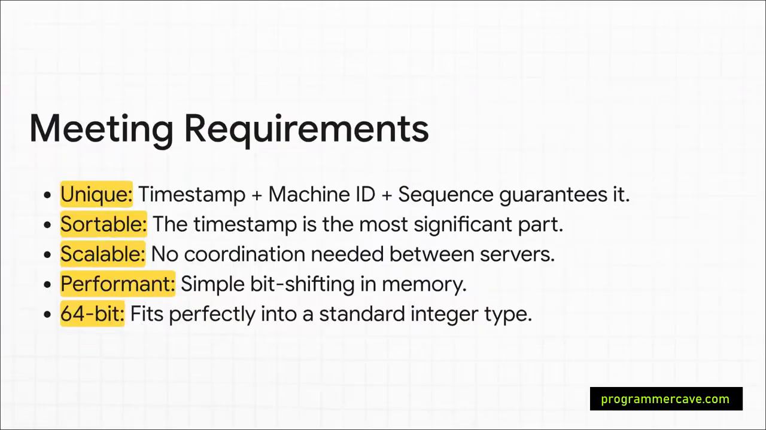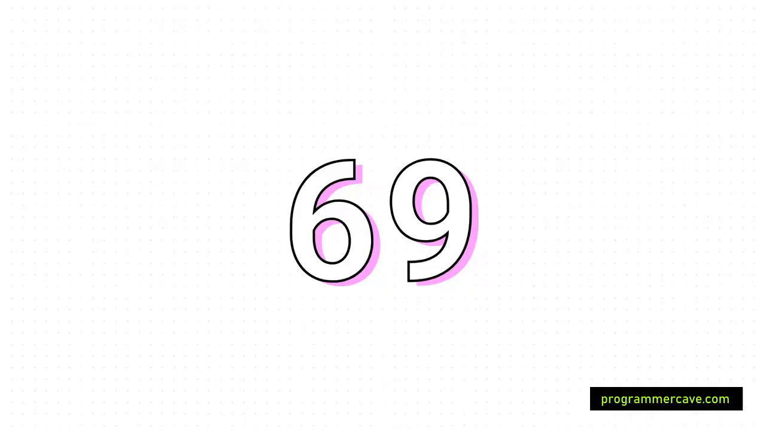And just like that, Snowflake checks every single one of our boxes. It's unique because that combination of timestamp, machine ID, and sequence can't ever be duplicated. It's sortable because the timestamp is the biggest part of the number. It's scalable because each server generates its own IDs independently, no talking to each other. It's super performant because it's just a bit of bit shifting, and it's a perfect 64-bit integer. It's just elegant.